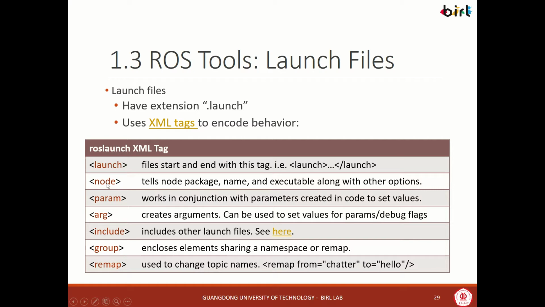We can use node tags for nodes, param tags for parameters, arg tags for arguments, include tags for including launch files inside launch files, group tags in case where we want to provide a specific namespace or remapping for a node. We can do remap to change topics by using this notation from one topic to another topic.